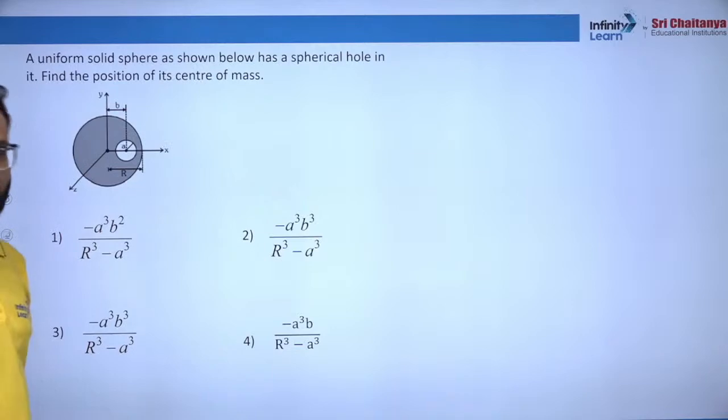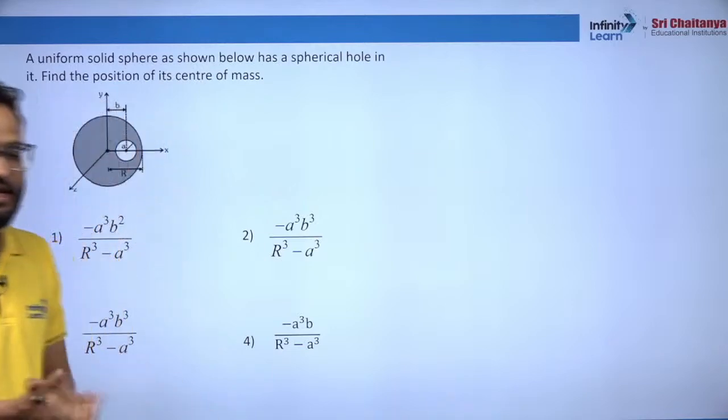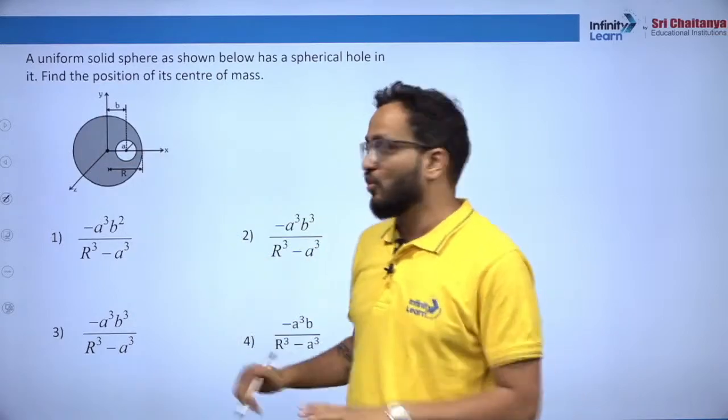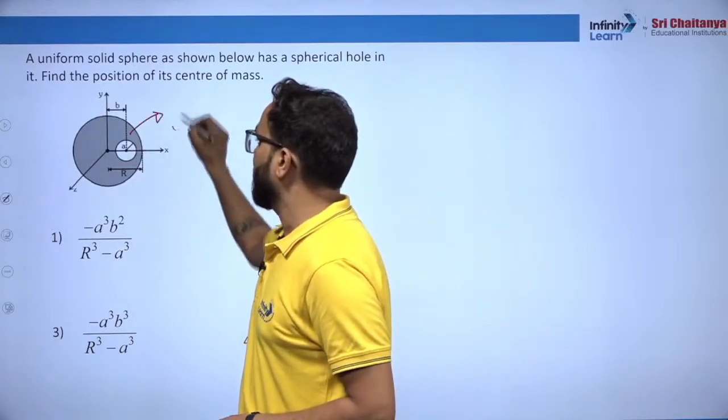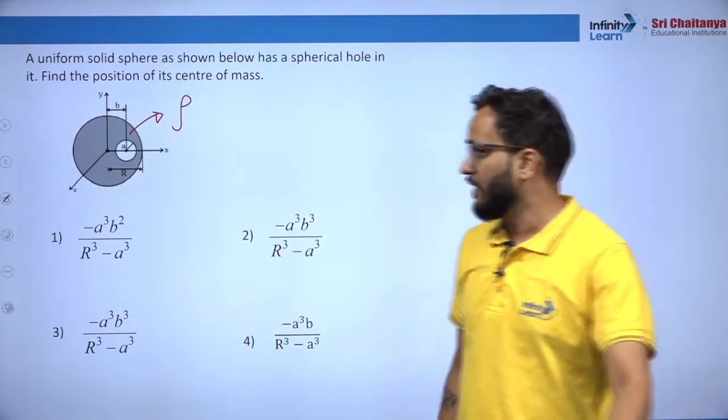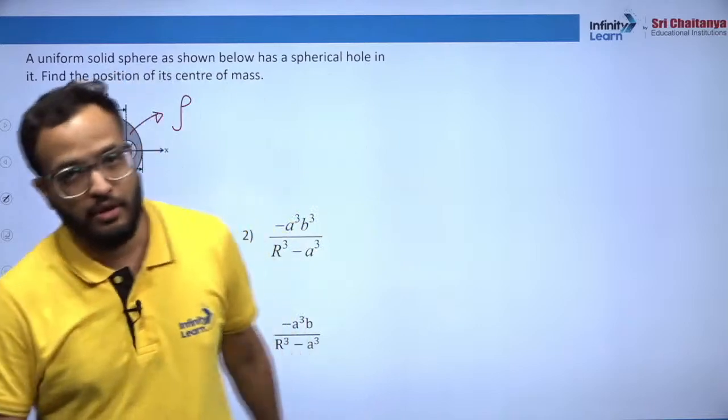Here, which option will be correct? Let's find out what they are saying. Let's quickly do this question. Let's say the density of this complete solid sphere is rho. Let's say the density is rho, right? What is mass? Density into volume, right? So how to find out the location of the center of mass?